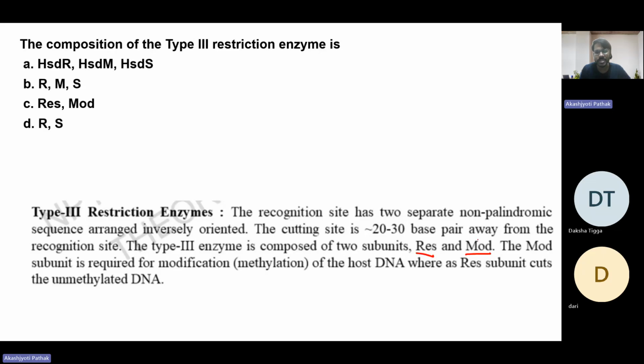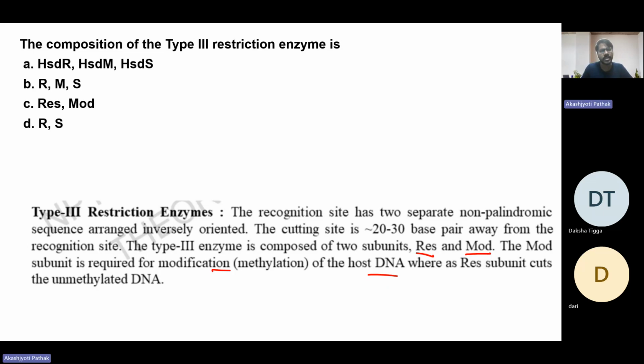So these are a few things that you need to remember. You do not need to understand much, you just need to remember what subunits are present in type 3 enzyme, type 2 enzyme, and type 1 enzyme. So it is RES and MOD in type 3 enzyme. Okay, you go through the table in your lecture slides. The MOD subunit is required for modification of the host DNA, whereas the RES subunit cuts the unmethylated DNA.